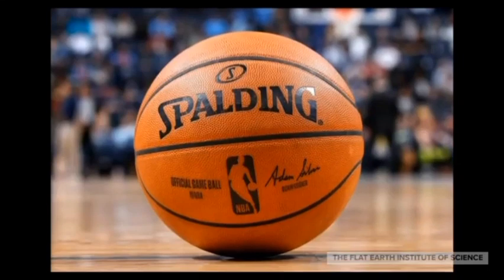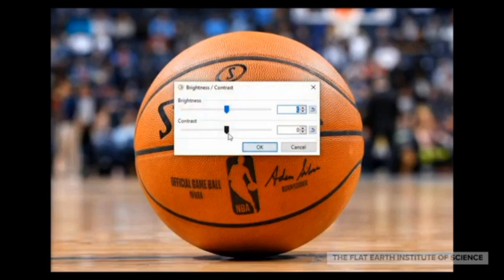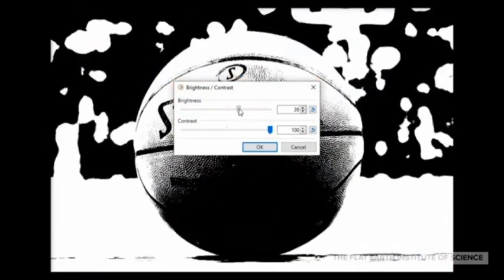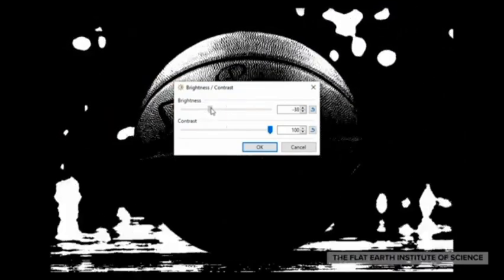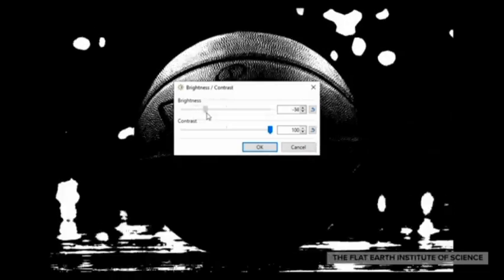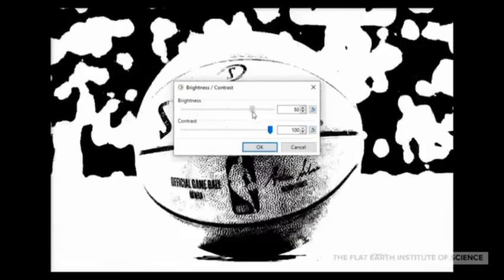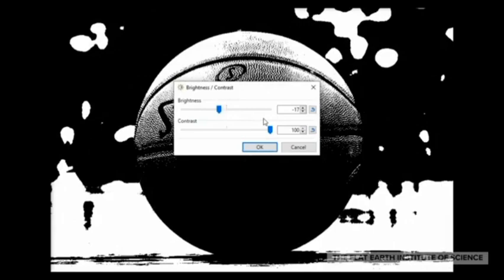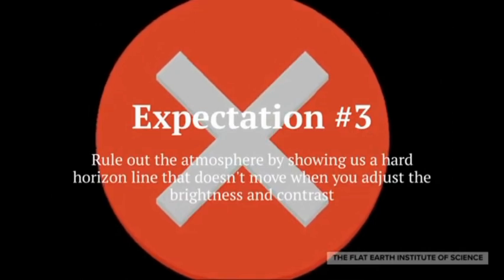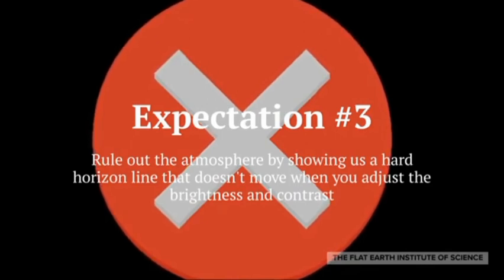Now let's compare that to the horizon we see on this ball. I'm going to go ahead and adjust the brightness and contrast on that. Black and white. And notice how our horizon line doesn't appear to move around. It's staying in the exact same spot. And that is because our horizon is being created by the curvature of the ball. So here Mr. Sensible failed expectation number 3, ruling out the atmosphere by showing us a hard horizon line that doesn't move when you adjust the brightness and contrast.